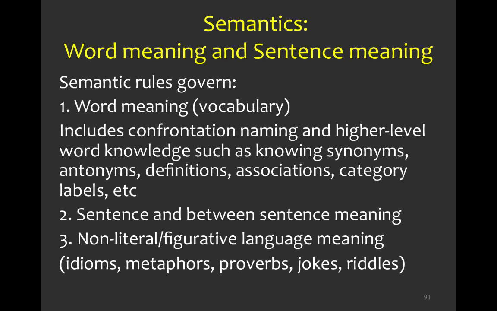Let's now talk about semantics, which are rules that are concerned with word meaning and sentence meaning. Semantic rules govern word meaning, and this basically refers to our vocabulary. It includes confrontational naming, which is being shown a picture and asked to name it, and higher level word knowledge, such as knowing synonyms. For example, glad and happy mean the same, or antonyms, hot and cold are opposites, or being able to give a definition, or words that are associated, or category labels.